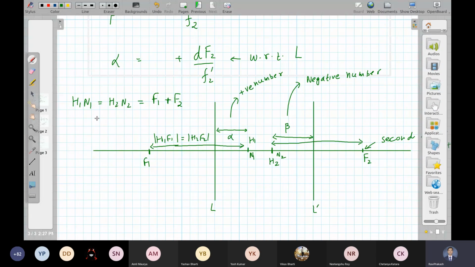In a particular case, like you filled this side by water, मान लीजिए आपने इस साइड में water fill कर दिया. Now what changes will you see? So here we have water, and let us say here we have air.